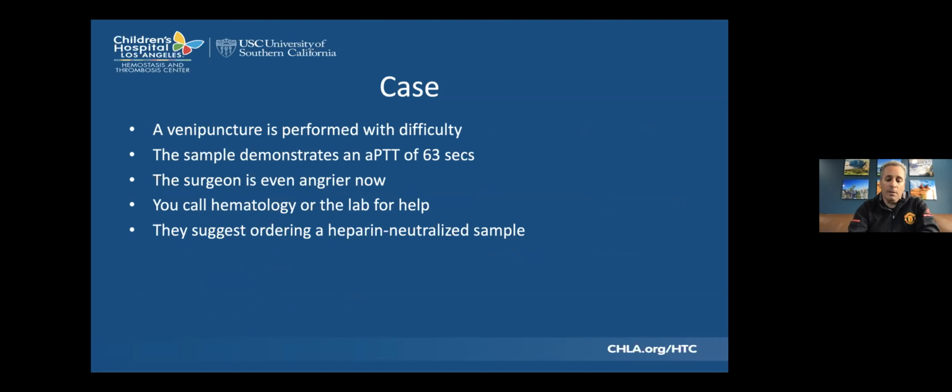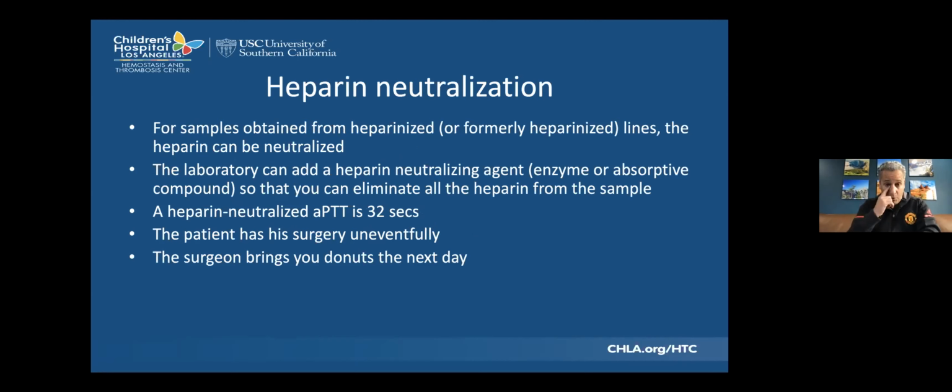This may look simple now, but when I first got to Children's Hospital Los Angeles, they didn't have this type of testing, which is called heparin neutralization. And that works perfectly well. What is heparin neutralization? Well, for samples obtained from a heparinized or formerly heparinized line, the heparin can be neutralized or deactivated. There are different materials the lab can use. There are enzymes that literally just digest the heparin. There are also some that have an absorptive compound that absorbs the heparin. So essentially, you can take a sample off a line that is running some heparin and tell the lab, hey, you need to heparin neutralize this one. It'll remove the heparin, and then you can get a sample that is as if it's a venipuncture.